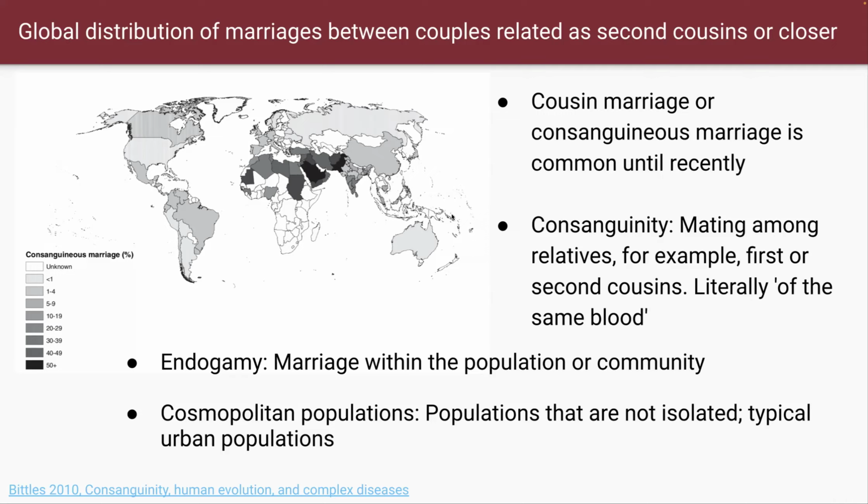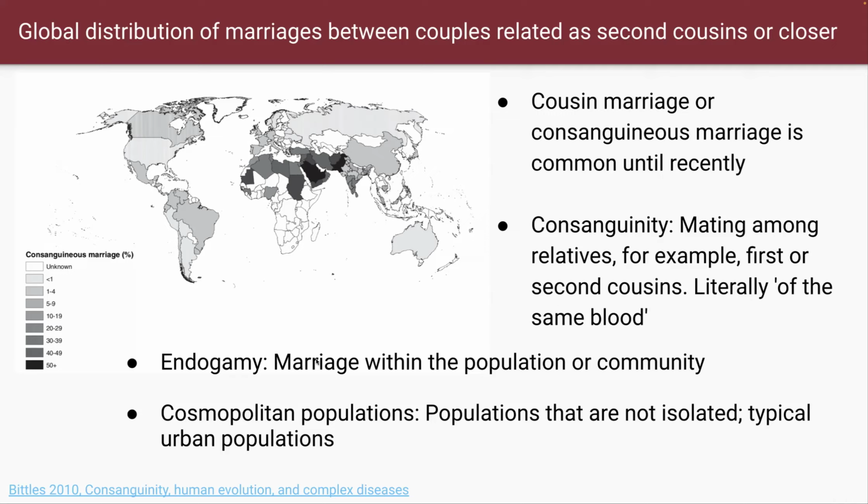So when we describe this relative marriage or close marriage, we have several terms. One is consanguinity, the mating among relatives, for example, first or second cousins. Literally, we call this the same blood. Endogamy is marriage within a population or community, right? If you look at the Middle East or the Indian Peninsula, it is quite common. They marry within their tribes, within their community, with the same social background.